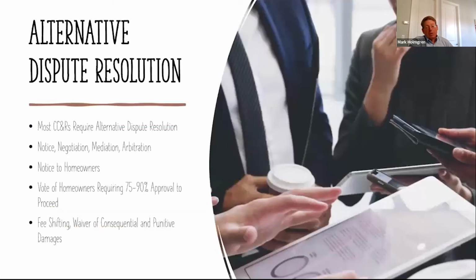Now we talked before about the alternative dispute resolution provisions that are so common in CC&Rs. And the CC&Rs require it. You have to go through the steps of notice, mediation, and arbitration. You've got to get the vote of the homeowners. And then one thing I didn't mention before, I did say that the CC&Rs include other provisions that are harmful to the association and protect the building. And I said, usually they will say that the association cannot recover its attorney's fees.